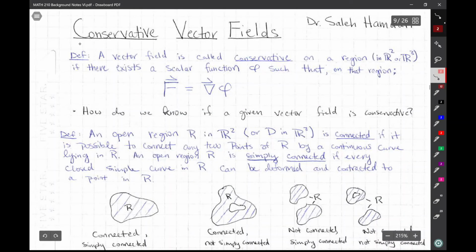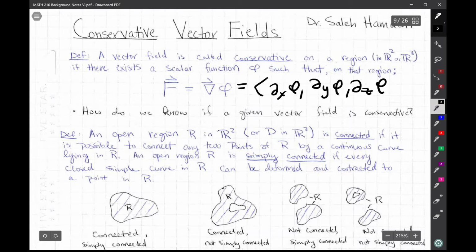So let's talk about a special type of vector field called a conservative vector field. A vector field is called conservative on a given region if it could be written as the gradient of a scalar function. And if you'll recall, the gradient of a scalar function has the expression partial x phi, partial y phi, partial z phi. Okay?